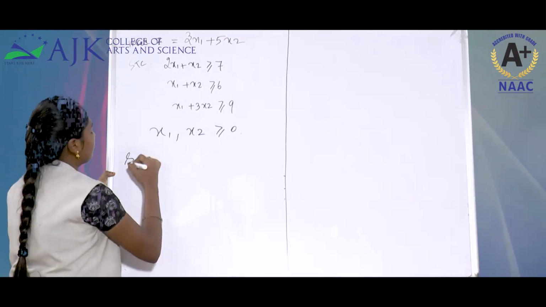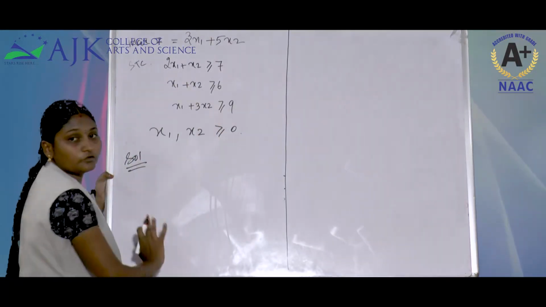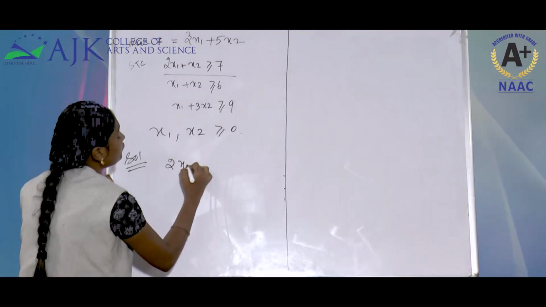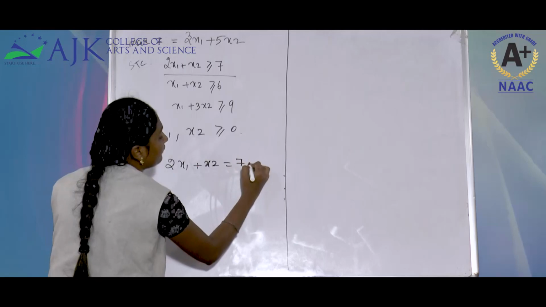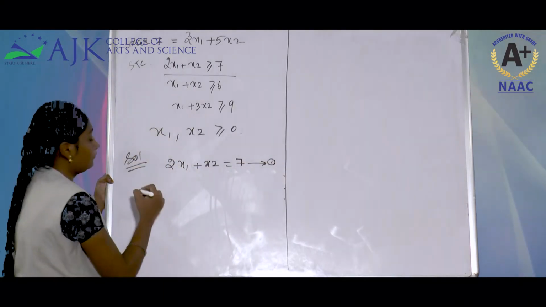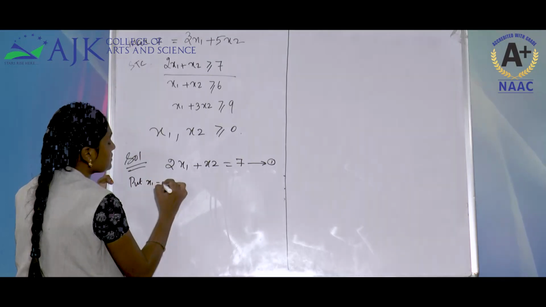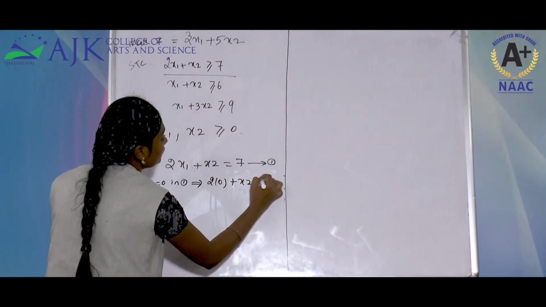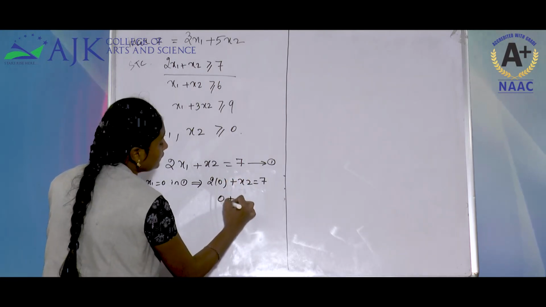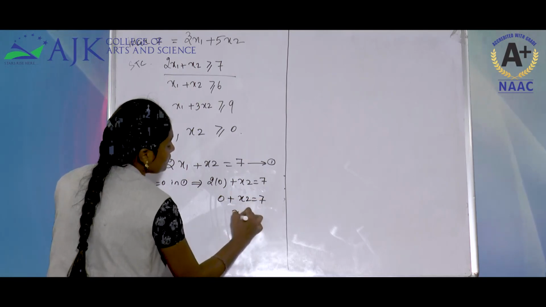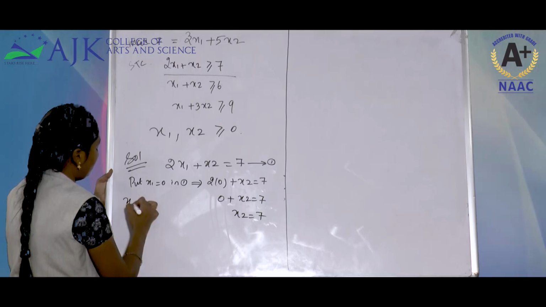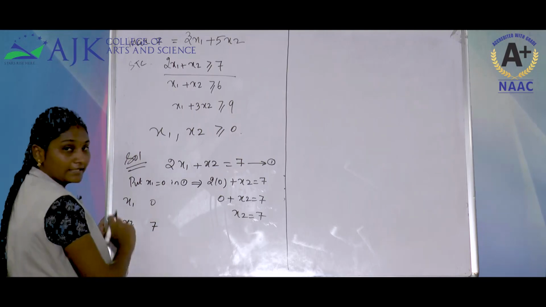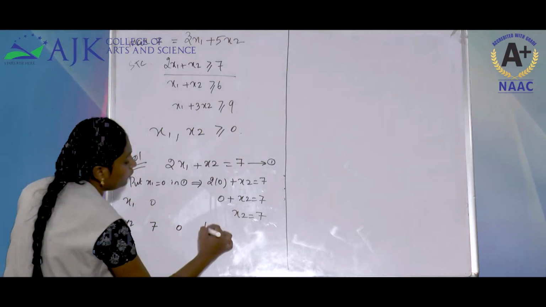So, your first step is to consider this inequality as an equation. So, it becomes 2x1 plus x2 is equal to 7. This is your equation number 1. Now, put x1 is equal to 0 in 1. So, 2 into 0 plus x2 is equal to 7. That is, 2 into 0 is 0, 0 plus x2 is equal to 7. So x2 is equal to 7. When my x1 is 0, what is my x2 value? 7.